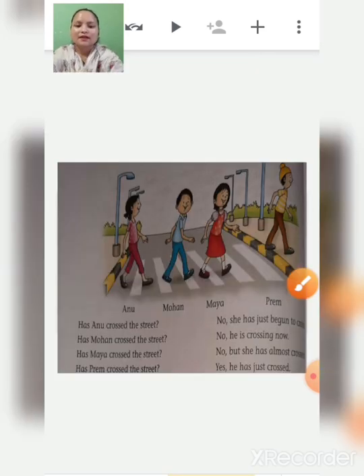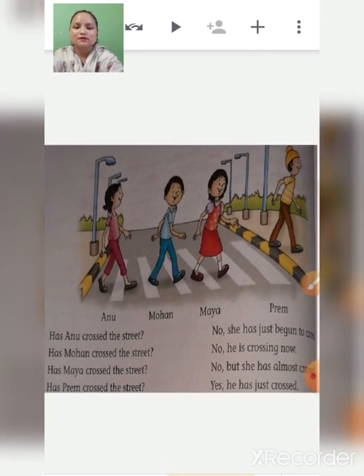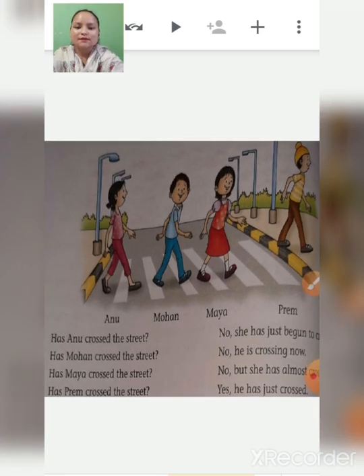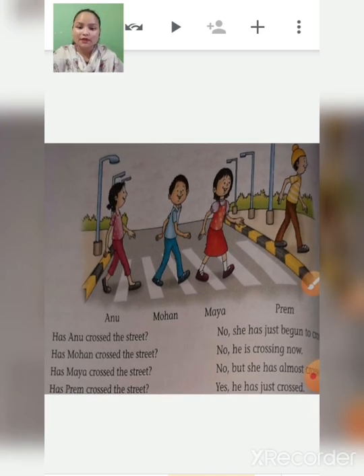Okay, so let's begin with these examples. First is, has Anu crossed the street? No, she has just begun to cross. Now he asked the question, has Anu crossed the street? Then the other person replied, no, she has just begun to cross. Right? Conversation is going on. One is asking a question and another one is replying. And see here what we have used: just. No, she has just begun to cross.